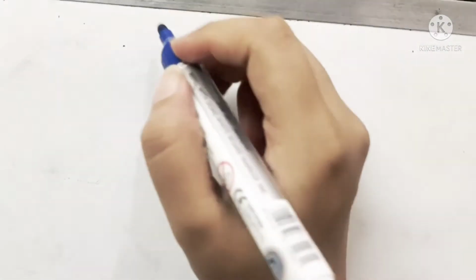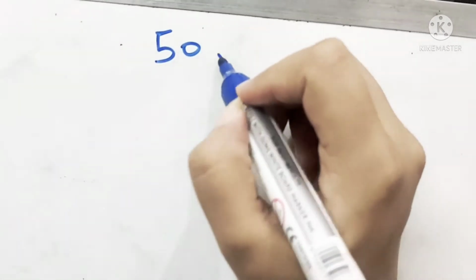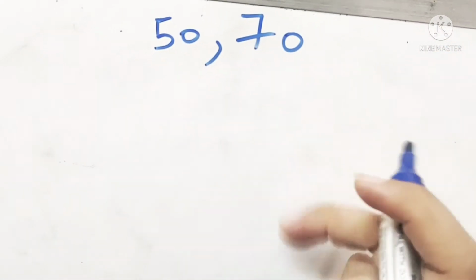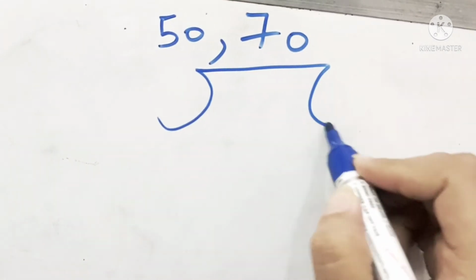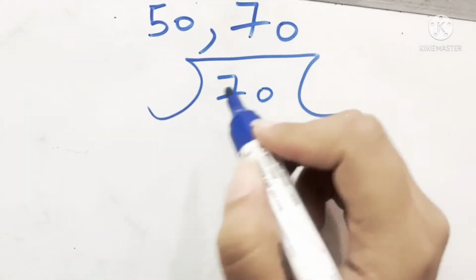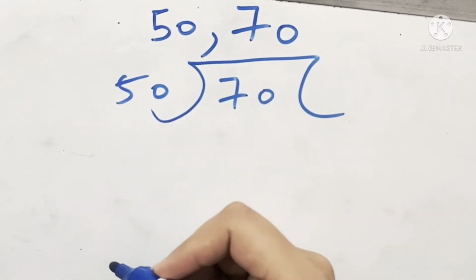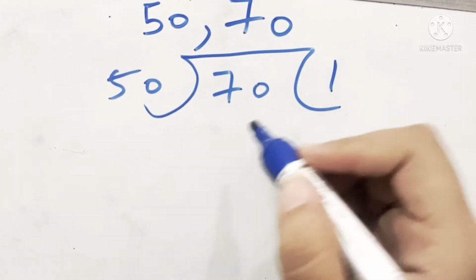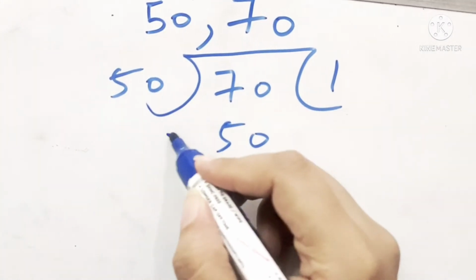Okay, so the next example which I am taking is 50 and 70. Suppose we have to find the HCF of 50 and 70. Now what we are going to do is, again we will take the bigger number inside the bar and the smaller number will come outside the bar. So 50 into 2 is 100, which is bigger than 70. So we have to take smaller than 70, which will be 50 into 1, 50.